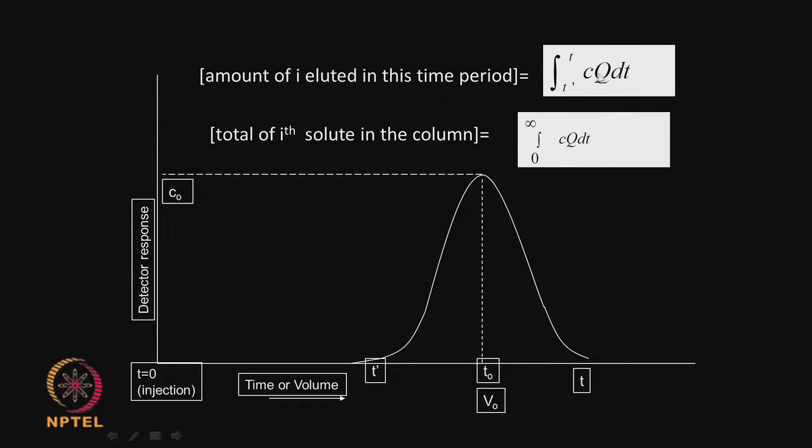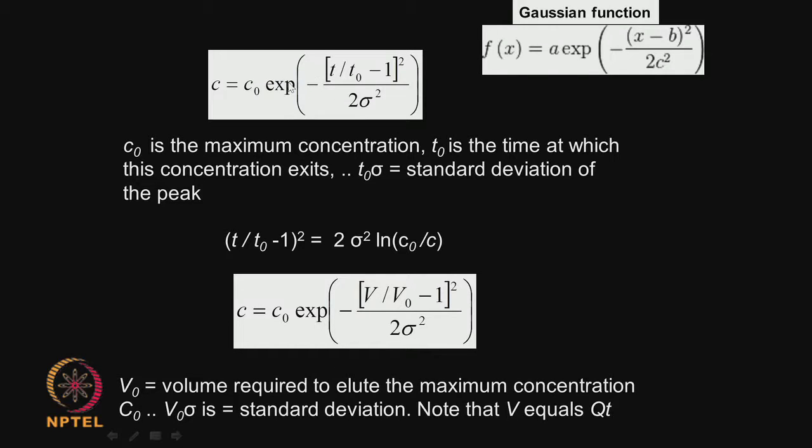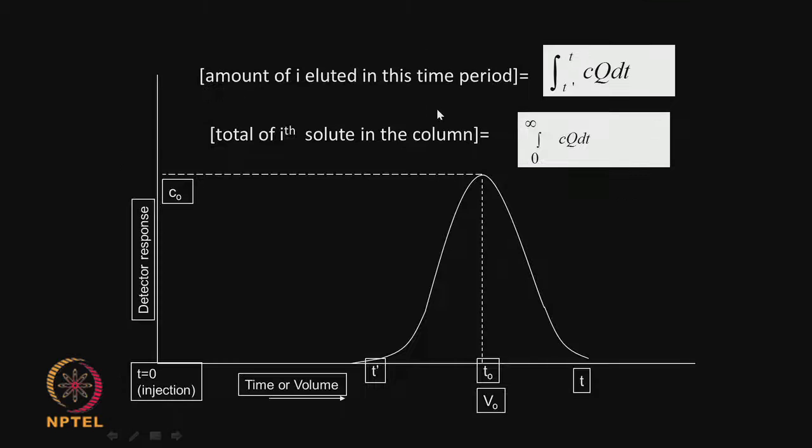So, we could integrate this equation. If you remember, this is the C naught C equation; I could put that in, integrate, and end up with a slightly complicated looking equation. We will look at it later on, whether I integrate between T dash to T, or between 0 to infinity. We will look at it after some time.